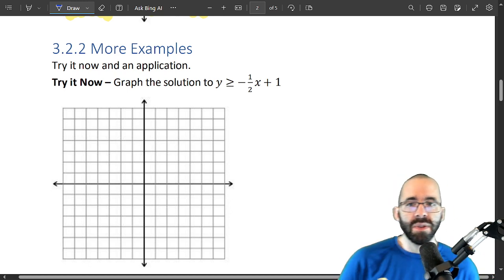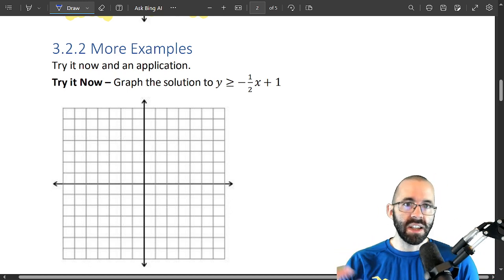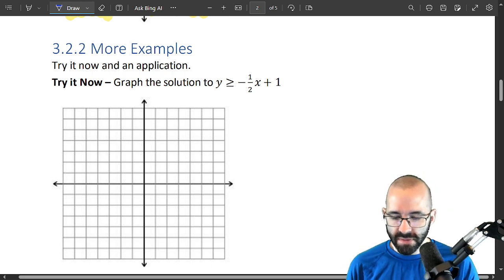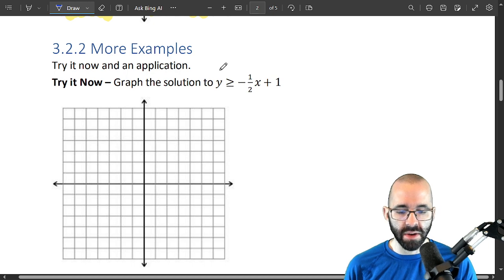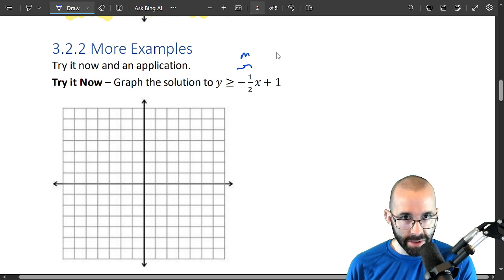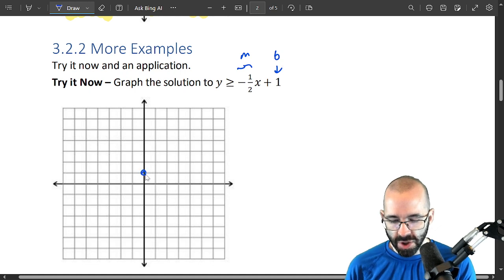So here I'm going to give you an opportunity to try something on your own and then see if we get the same answer. And then we'll also look at an application. So this one is already in the right form, y equals mx plus b. That's great. Remember, this is our slope. Pause the video, by the way, and do the problem if you haven't already. And that's our b. So here's our b.